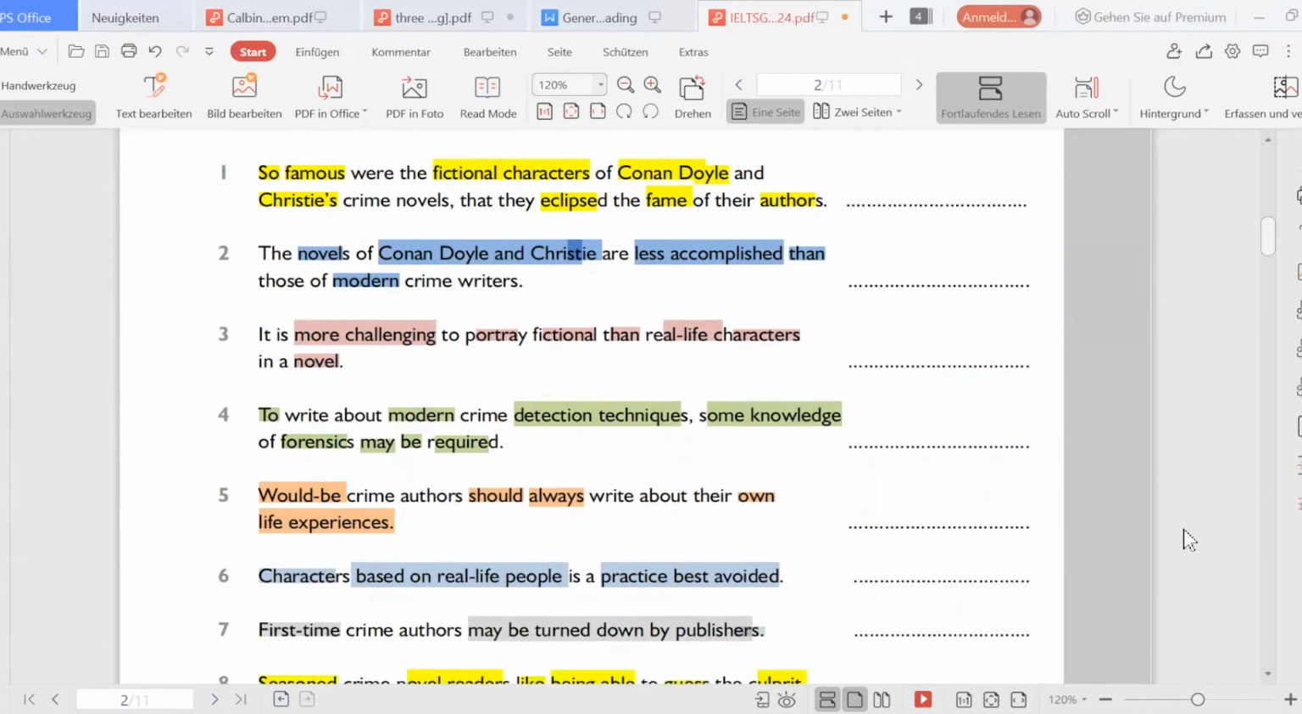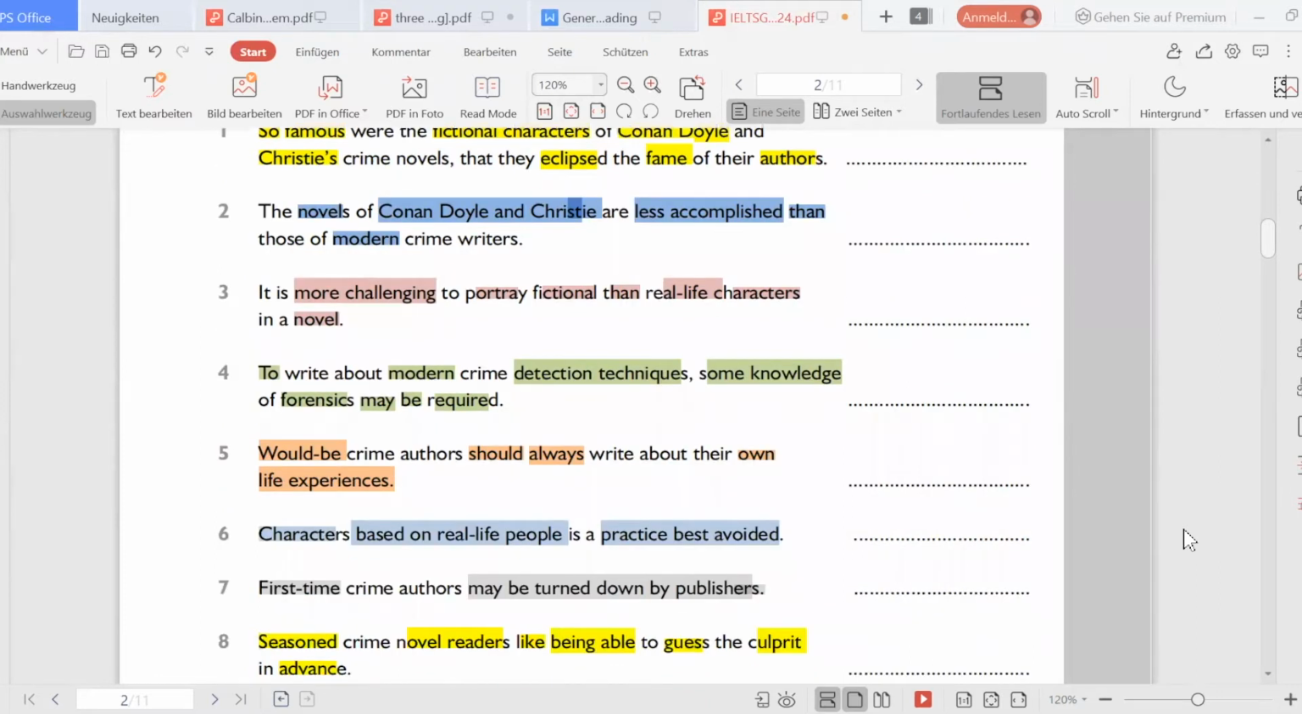In number 4, we've got "to write about modern crime detection techniques. Some knowledge of forensics may be required." So my keyword is "to," and always, if you've got "to" in a question, highlight it, because it expresses reason for something, all right?